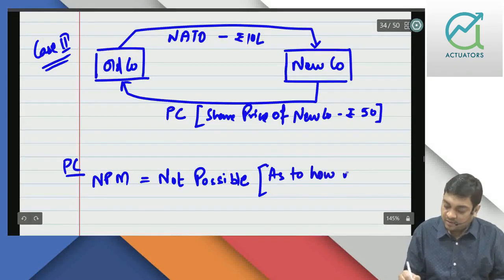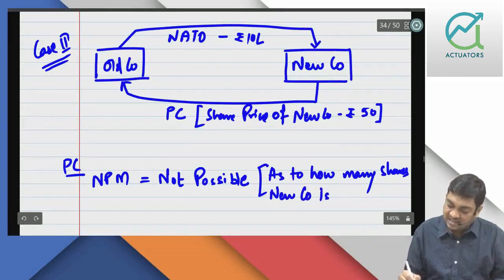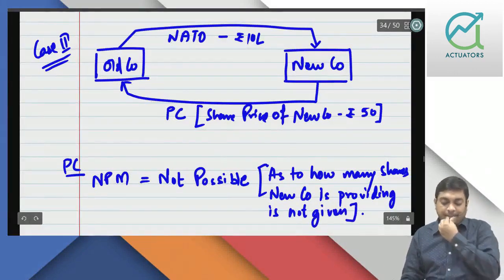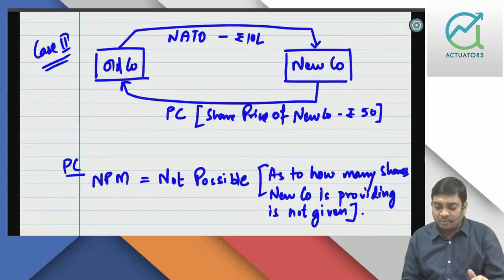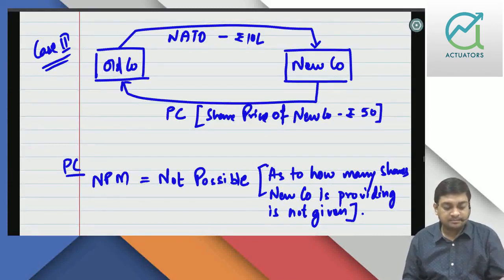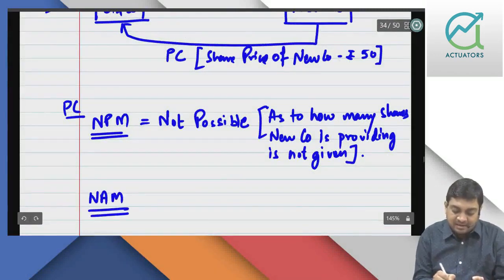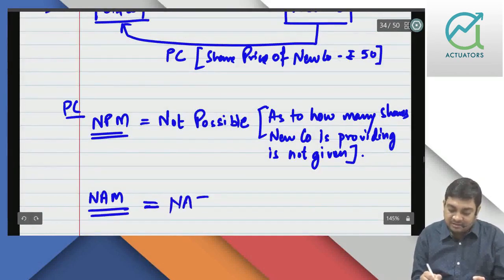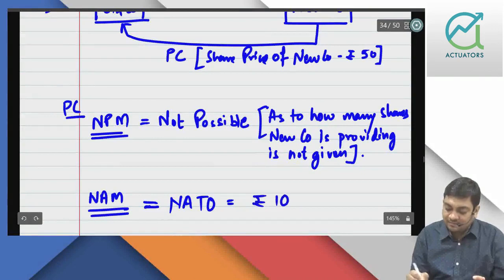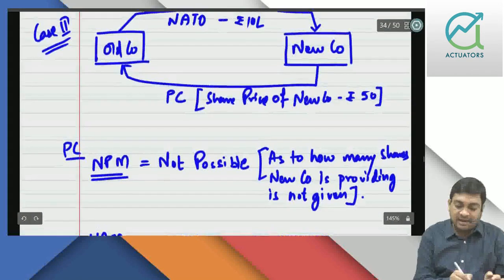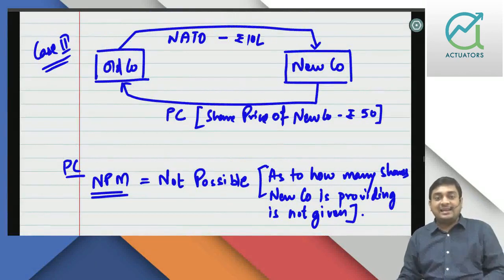As to how many shares new company is providing is not given. Right? So in this given case, we have to go by net asset method. That is, under net asset method, NATO will be my PC. That is 10 lakh.